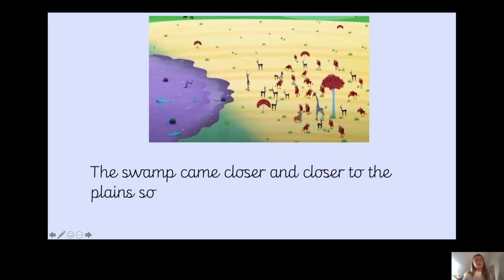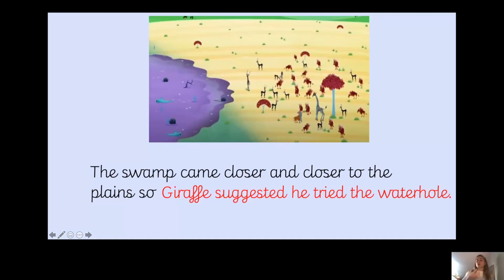Well, Buffalo decided to look somewhere else, didn't he? And Giraffe told him to go to the waterhole. So therefore I could write, the swamp came closer and closer to the plains, so the result of this, Giraffe suggested he tried the waterhole, okay? So the fact that the swamp came closer and closer to the plains resulted in Giraffe suggesting he tried the waterhole.